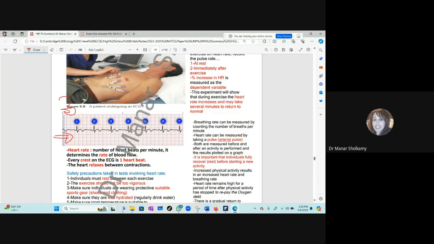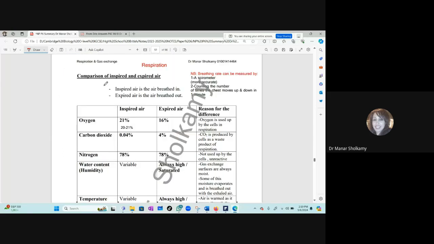If you receive a cardiogram picture like this, every crest is 1 heartbeat, and here the heart is relaxing, here is 1 heartbeat. If you are asked to measure the heart rate from this electrocardiogram, you will count the number of beats. This is 1, 2, 3, 4, 5, 6, 7 beats per minute, for example, if this is in a minute. If it's not, you have to get it per minute. So when do you use minutes? Heartbeat and breathing rate. Okay.